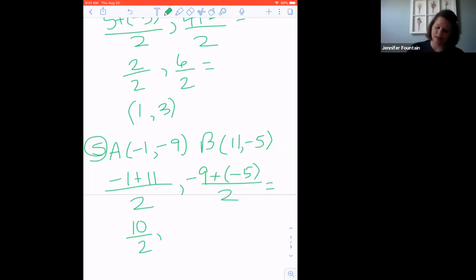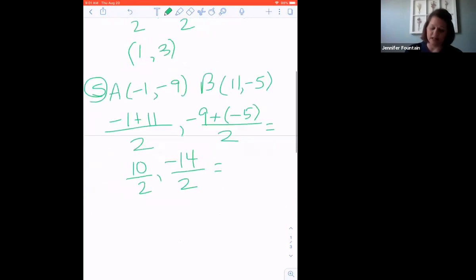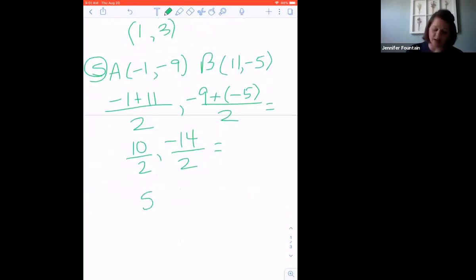So anyway, sorry. Okay, -9 plus -5 will give me -14 over 2. So again, now we're going to keep simplifying. 10 divided by 2 is 5, and -14 divided by 2 will be -7. So there's our ordered pair answer. Is everybody feeling okay with this? Just plugging it in where it goes, using that formula. If you need to write the blank formula every time you work on something, write the formula.